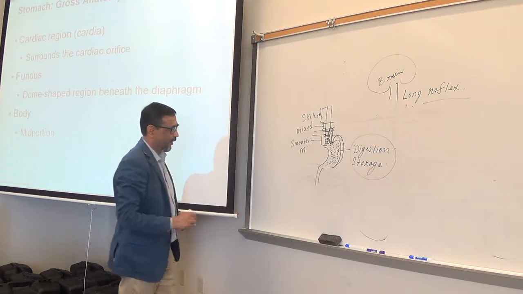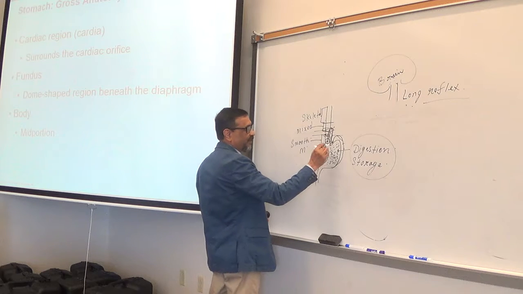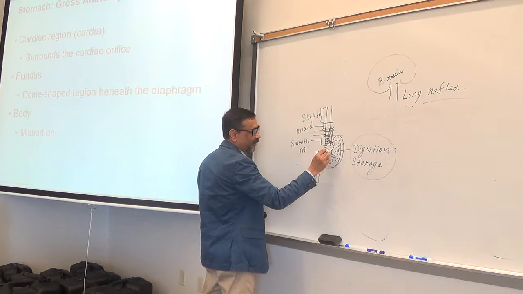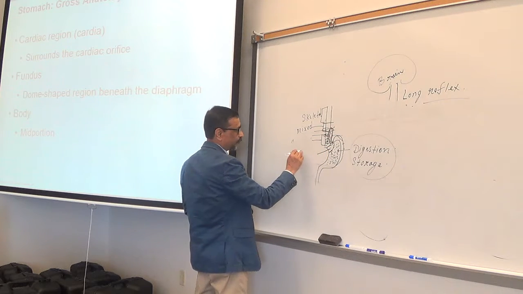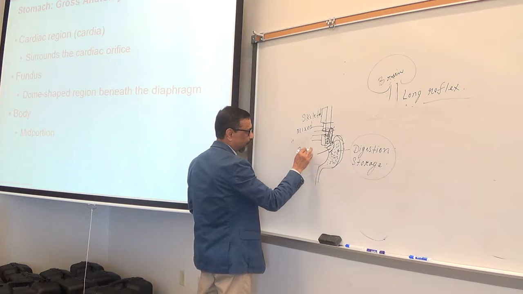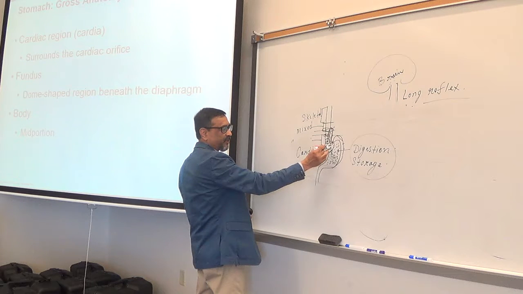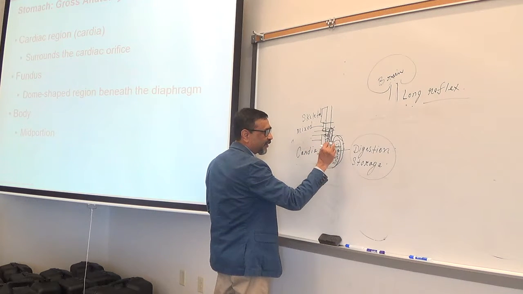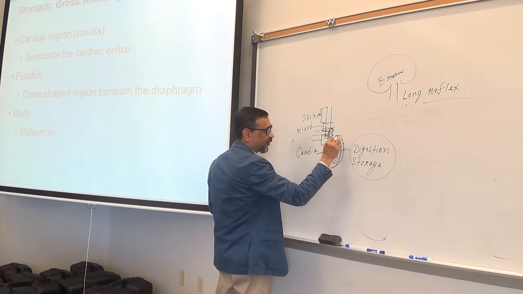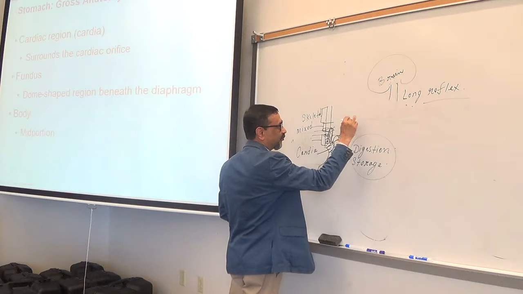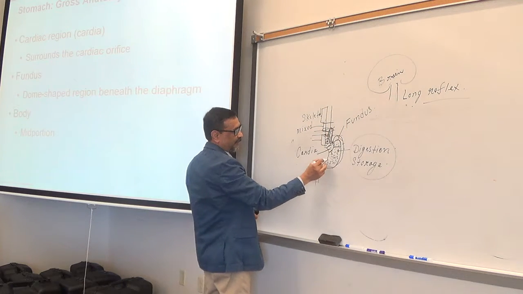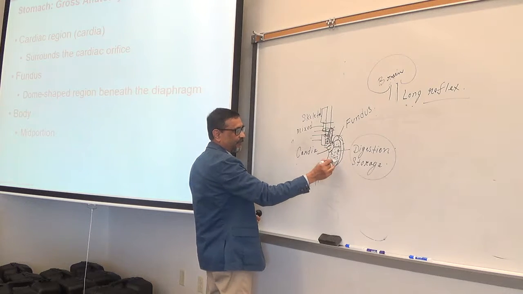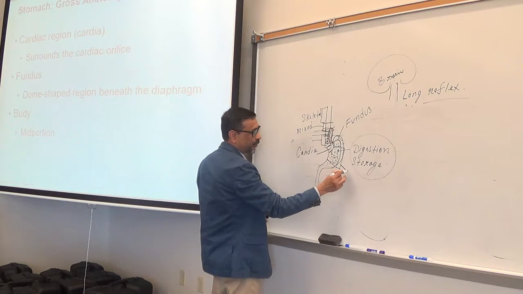We'll see the parts of the stomach. So the stomach has 4 parts. The area where the esophagus enters, this part, is called the cardia. Cardia, where the esophagus enters into the stomach. Then this dome-shaped part, you see here, is called the fundus. The dome-shaped part. And then most of the middle part here is called the body of the stomach.